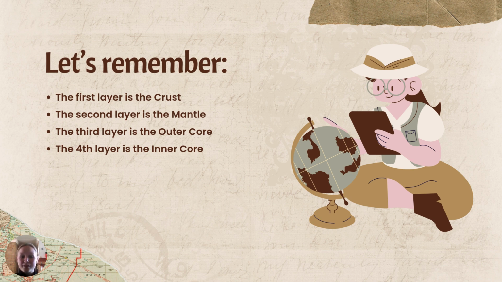Let us remember the following points. The first layer is the crust. The second layer is the mantle. The third layer is the outer core. And the fourth and last layer is the inner core.